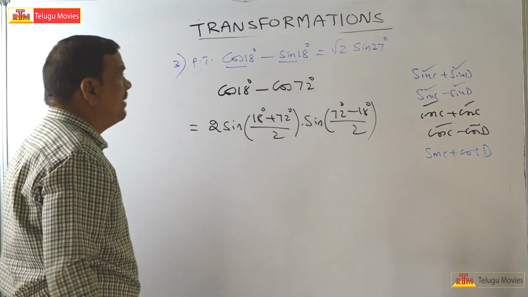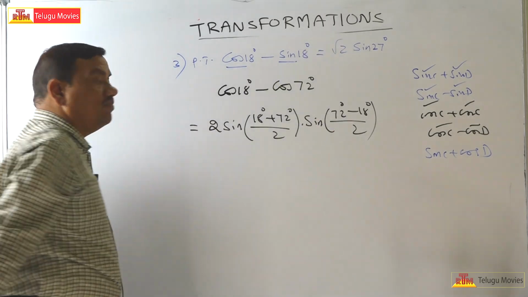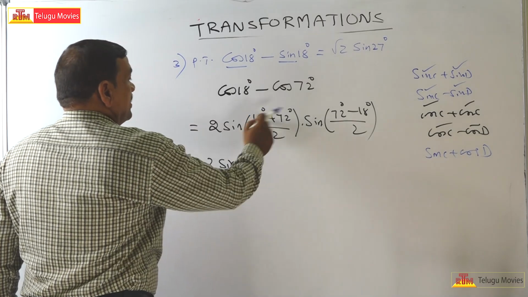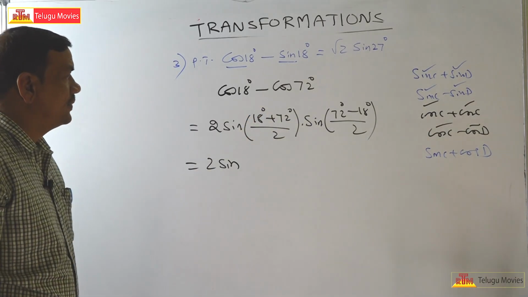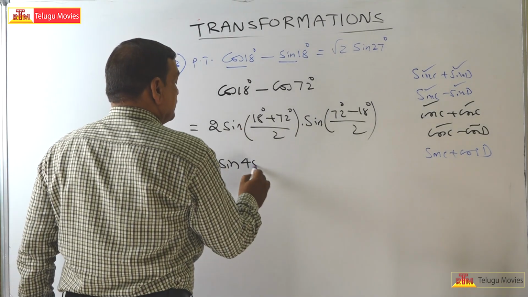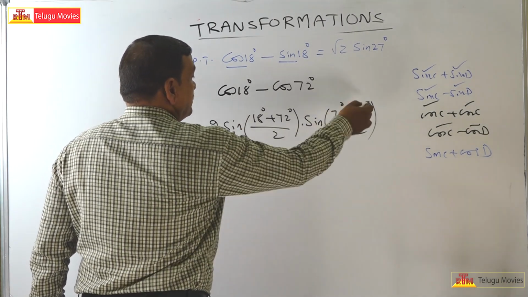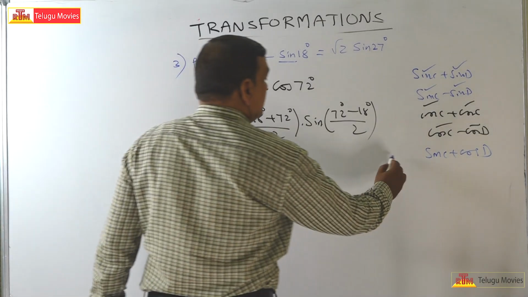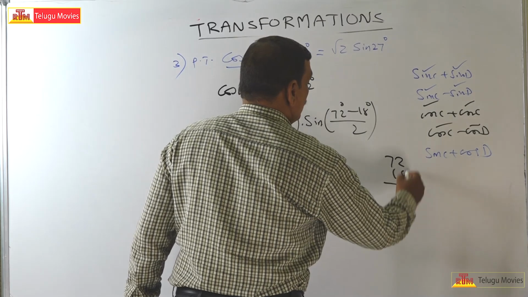Okay, I have added the minus. Why? Because in the problem the minus is not there. Therefore, this is equal to 2 sin of (18 plus 72) by 2. 18 plus 72 is 90, 90 by 2 is 45 degrees. This is equal to sin of (72 minus 18) by 2. See here, how much is 72 minus 18? 72 minus 18 is equal to 54.